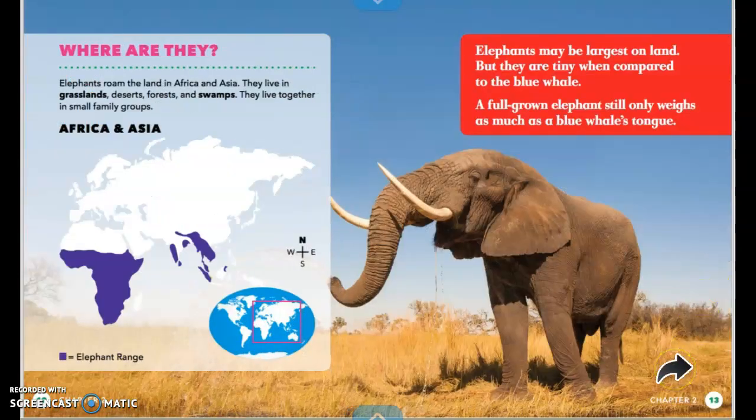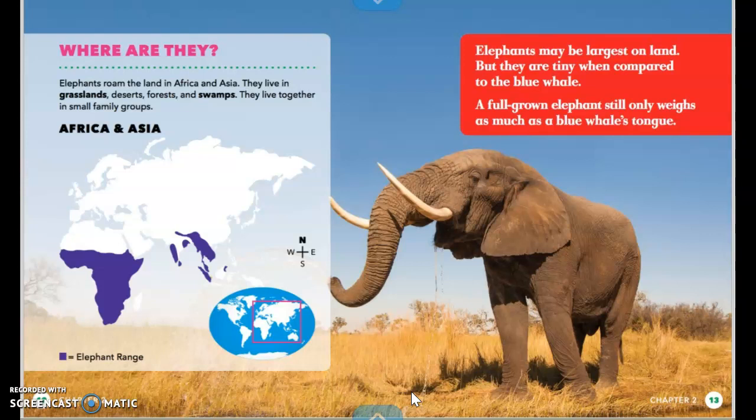So where are they? Now I know straight away we're talking about the elephant's habitat. Elephants roam the land in Africa and Asia. They live in grasslands, deserts, forests, and swamps. They live together in small family groups. So they live over here in Africa and in Asia. So that's where the elephant's habitat is: Africa and Asia, in grasslands, deserts, forests, and swamps.